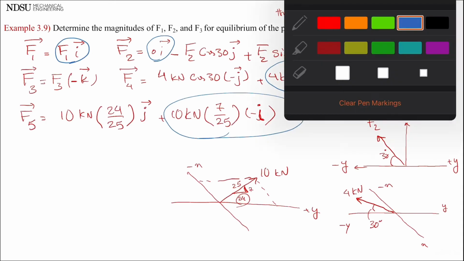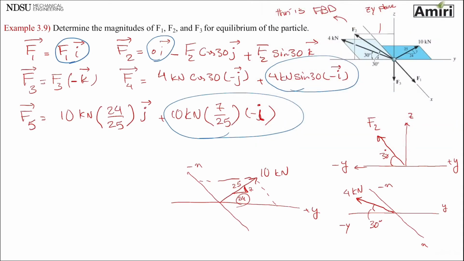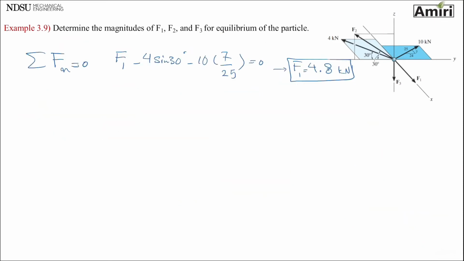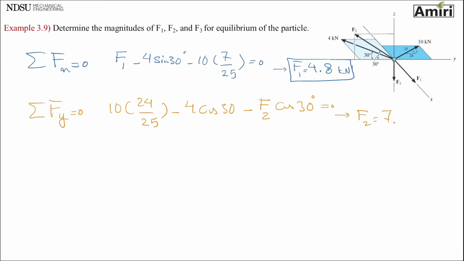Next one is summation of forces in y. So that means all of the j's I have to find. I have a j here, I have a j here, I have a j here, 3 j's. Summation of forces in y equals 0. 10 times 24 over 25 minus 4 cosine 30 minus F2 cosine 30 equals 0. One unknown again, so F2 is 7.09 kilonewtons.